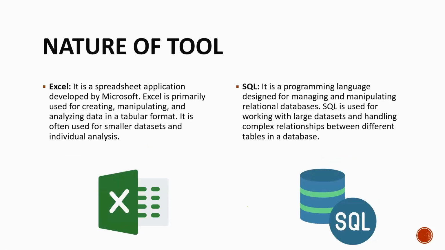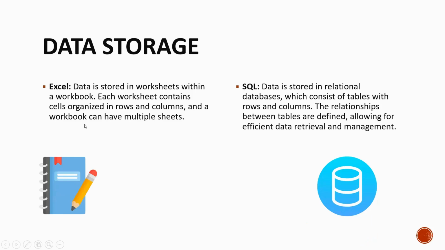Then next is data storage. In Excel, data is stored in worksheets within a workbook. Each worksheet contains cells organized in rows and columns, and a workbook can have multiple sheets. The total number of rows in the latest Microsoft Excel is 1,048,576, whereas columns are 16,384 in one worksheet only. If you need to store or analyze data up to this many rows and columns, you can use Microsoft Excel.